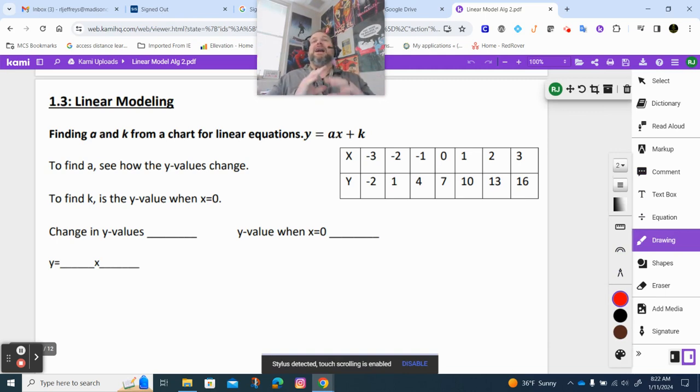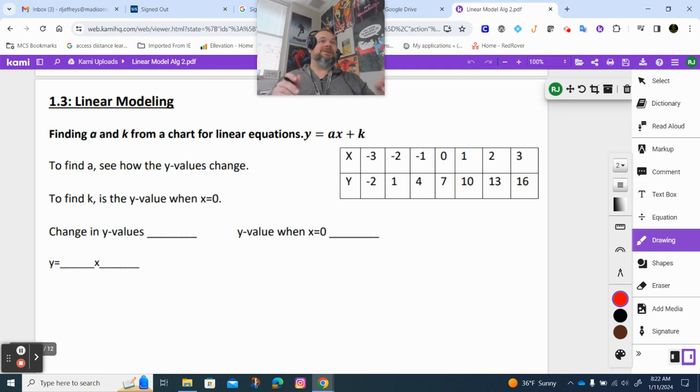All right, so linear modeling. I have changed the way this is done, okay? Because remember, the standards are very vague for math. It just says we have to do it. It doesn't say how we have to do it. So I Jeffernized it. I took what we've been successful at yesterday and half the day before, and I've applied it to this. Okay. So finding A and K from a chart of linear equations.